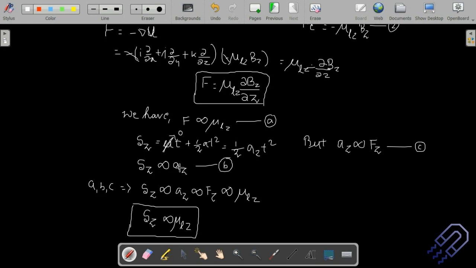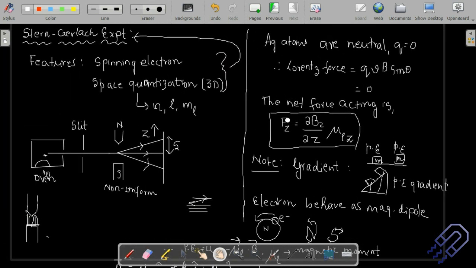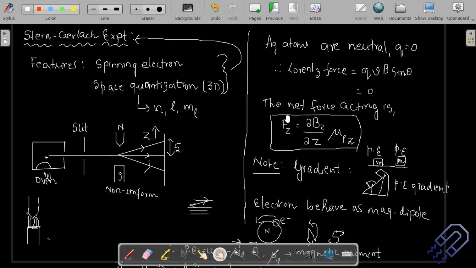So this is more or less the theory of the Stern-Gerlach experiment, which tells me why an atom which is actually neutral deflects whenever there is an atomic or magnetic field which is non-uniform in nature. This actually talks about the spinning electron and space quantization. Okay.